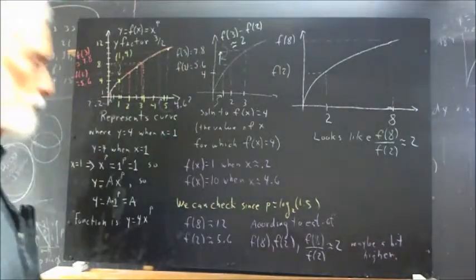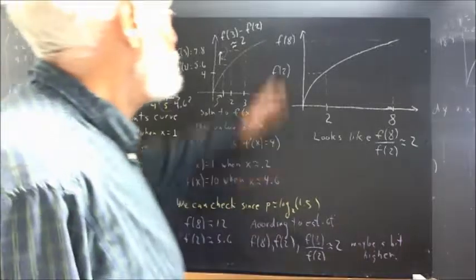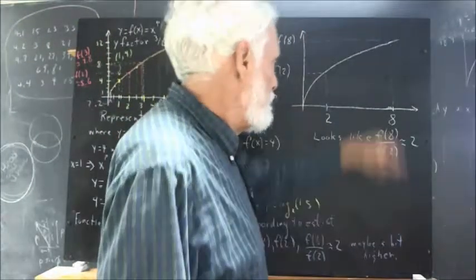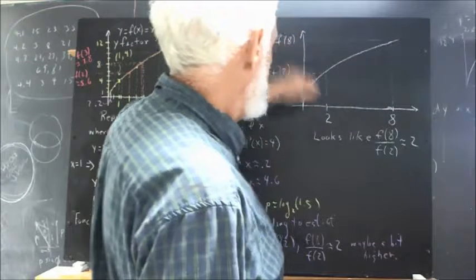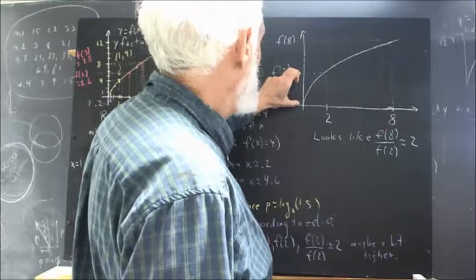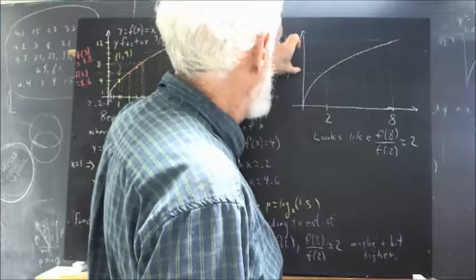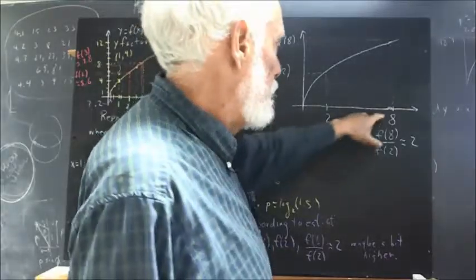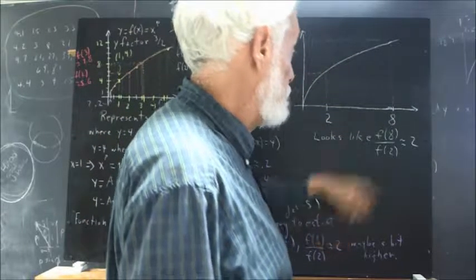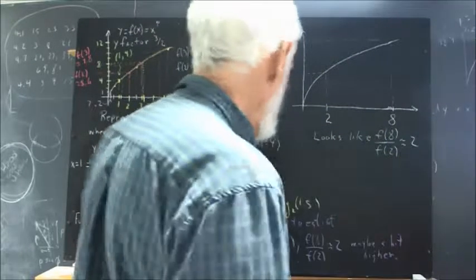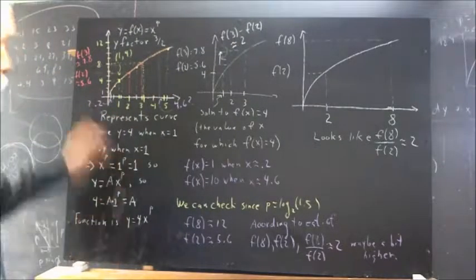Then we're asked to estimate f of 8 divided by f of 2. Here's a rough picture. Here's 8. Here's f of 8. Here's 2. Here's f of 2. It looks to me like from here to here is about the same distance, so that f of 8 is about twice as big as f of 2, so f of 8 over f of 2 would be about 2.